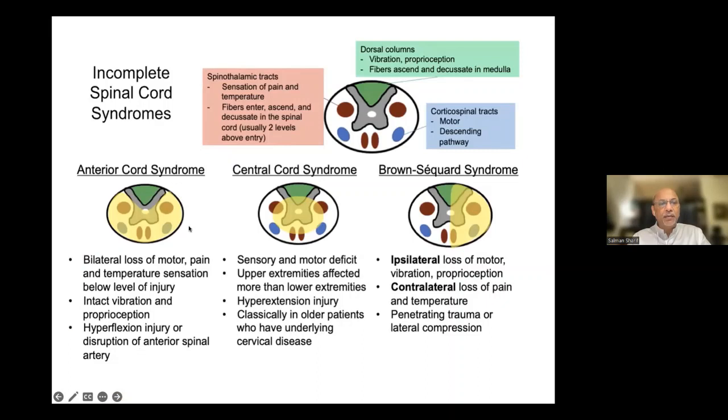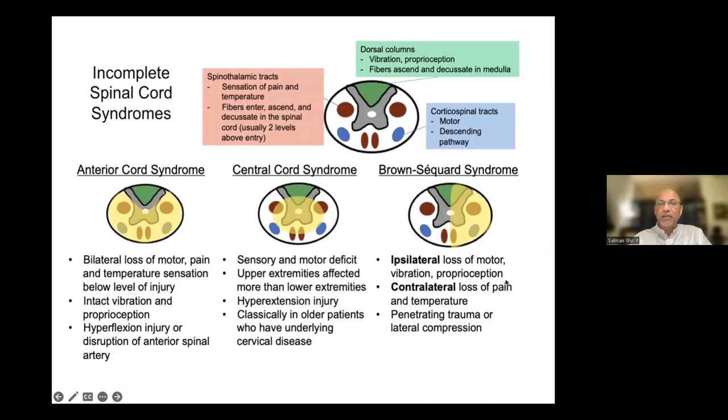In anterior spinal cord syndrome, you can see that the anterior part of the spinal cord is involved, and there is bilateral loss of motor function, pain, and temperature sensation below the level of injury. Vibration and proprioception are intact, and hyperflexion injury or disruption of the anterior spinal artery could be the problem. In central cord syndrome, it's the central part that is involved, with sensory and motor deficits. Upper extremities are affected more than the lower extremities. That's typical of central cord. It is a hyperextension injury, usually in older people with underlying cervical disease.